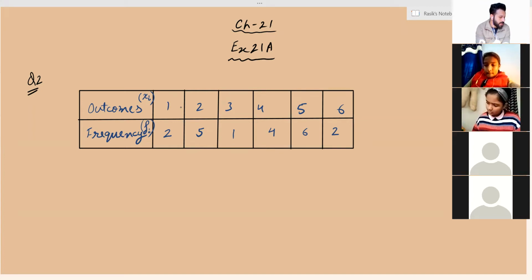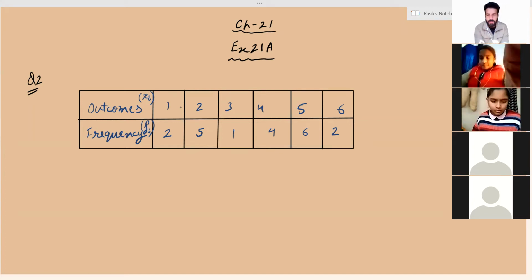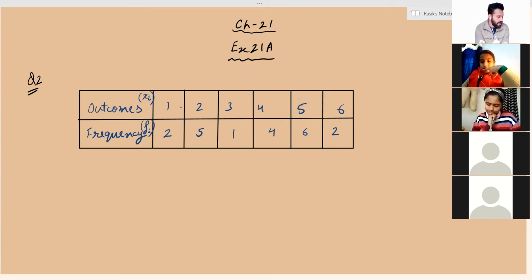Last one, arranging the data in the form of a table is called the dash tabulation. Tabulation of data. Table की form में बनाना यानी कि tabulation of data. That word tabulation is made from table only. So very easy to understand. Arranging the data in the form of table is known as tabulation of data. ठीक है?